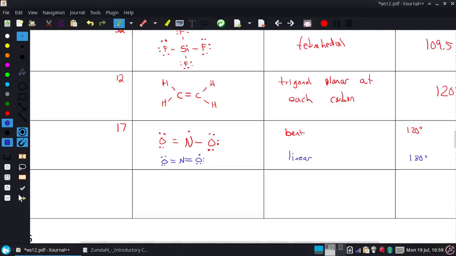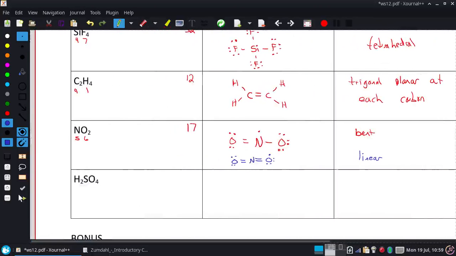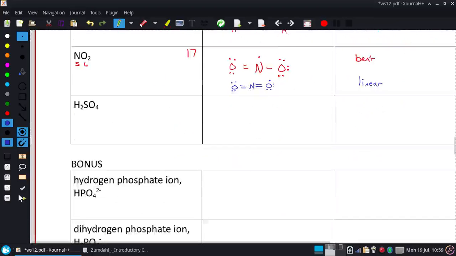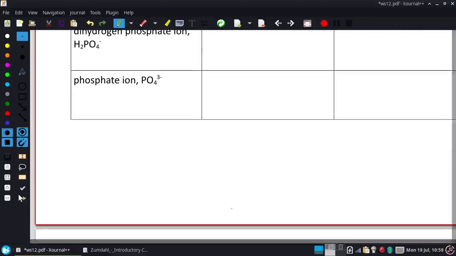Now, I suspect what I actually wanted, and I just don't have it on this, I bet I wanted nitrite, which I'm going to do down here. And nitrite is NO2 minus. And the reason that helps us is because we're adding one more electron to it.